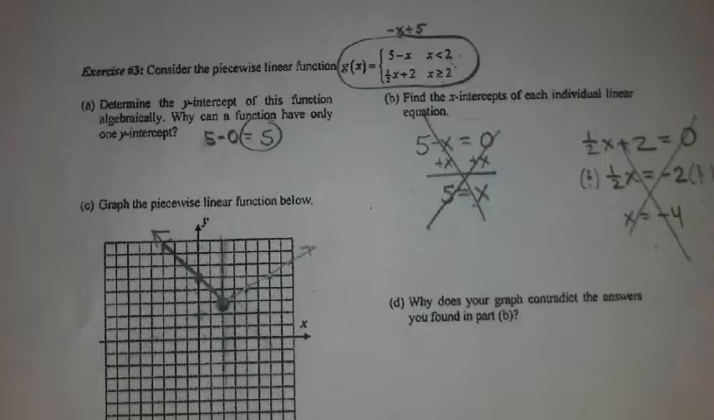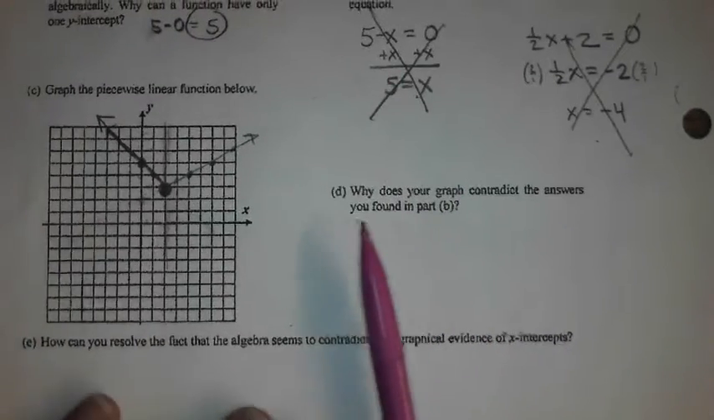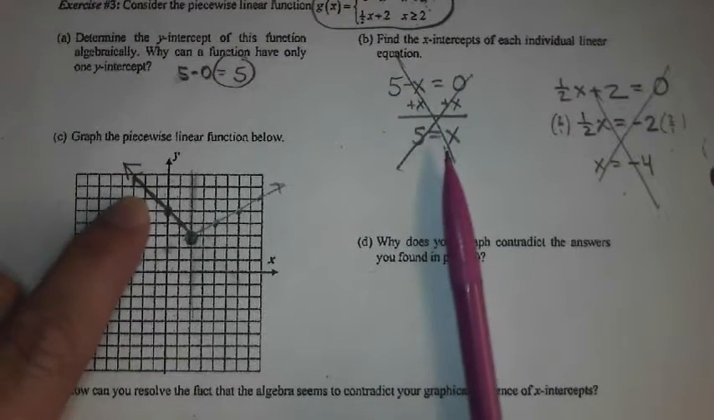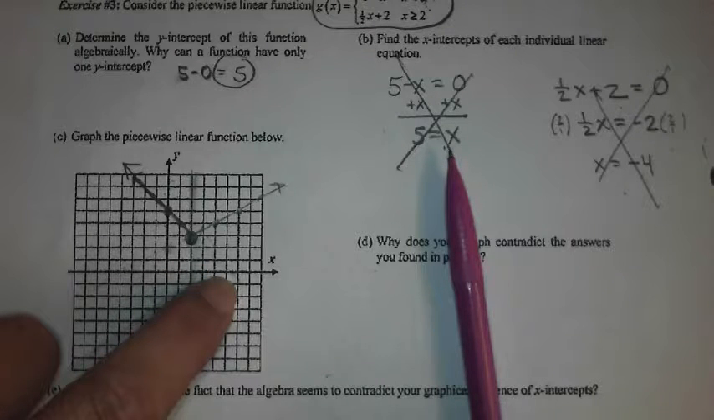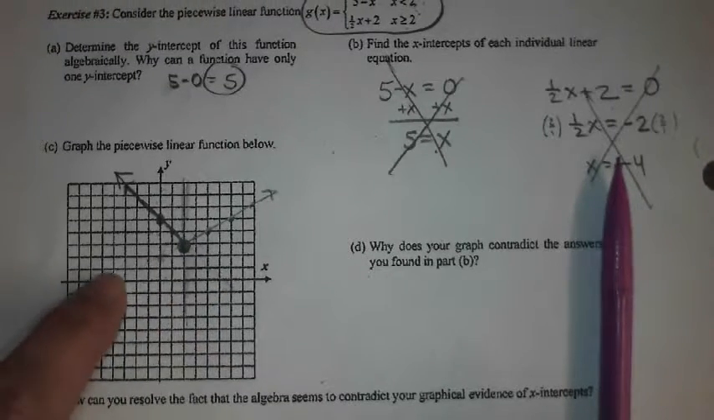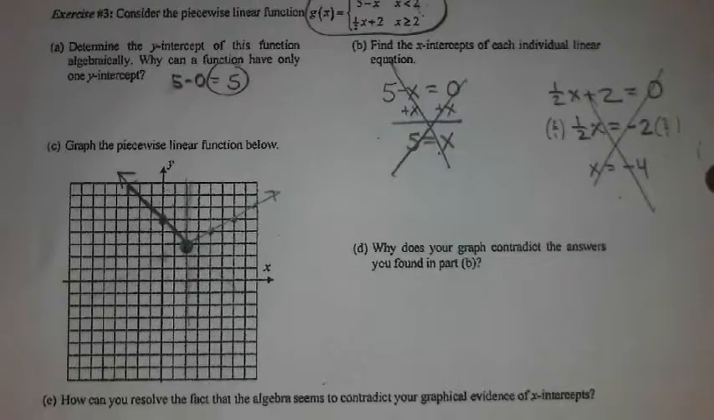Why does my graph contradict? Okay, so they're kind of pointing out, we got that this line would have had an x-intercept of 5, and it would have. But do you see how it got cut off? Because of the interval. This line would have had an x-intercept of negative 4, but it got cut off because of the interval. So visually, I'm hoping you can see now why there is no x-intercept. Are we good? All right.